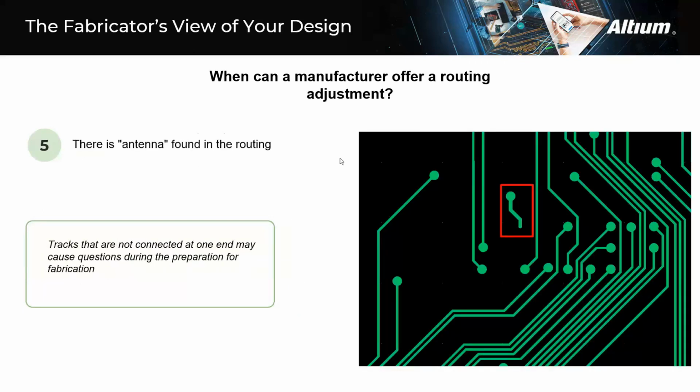And finally, the last point that we'll mention is so-called antennas. These are traces that find their way into the design that are not connected to anything at one of their ends, like you can see in the image.